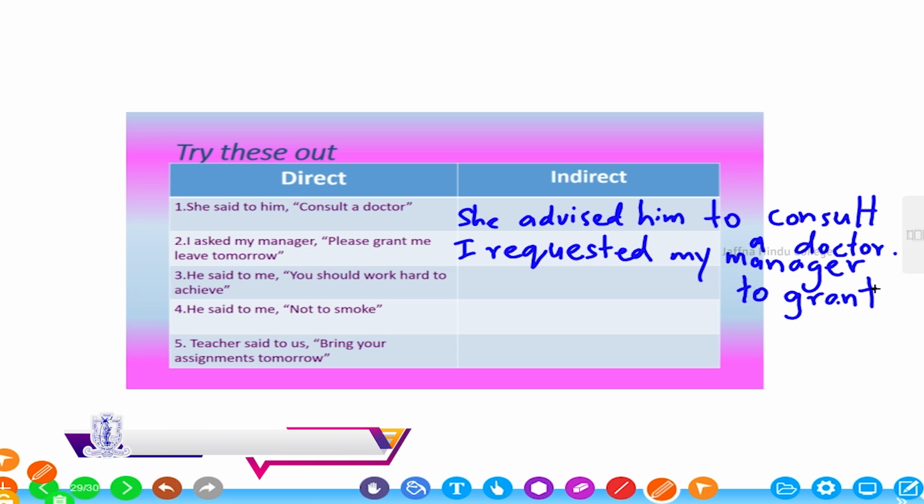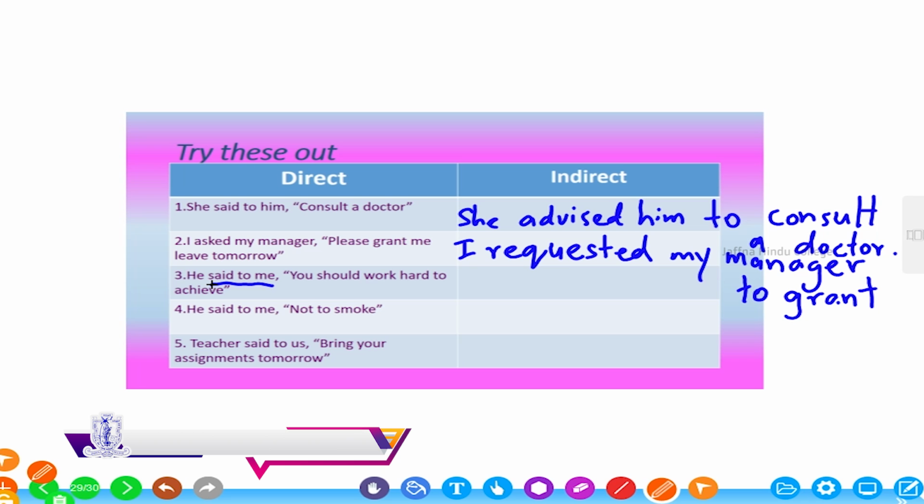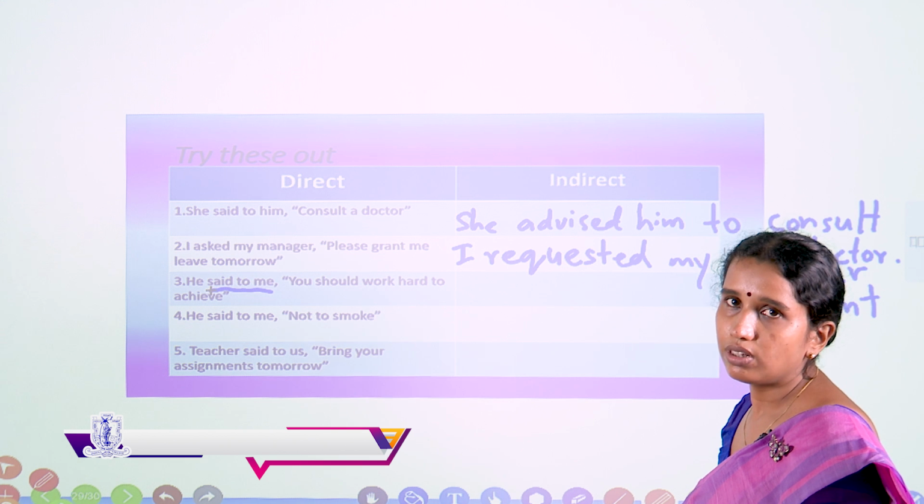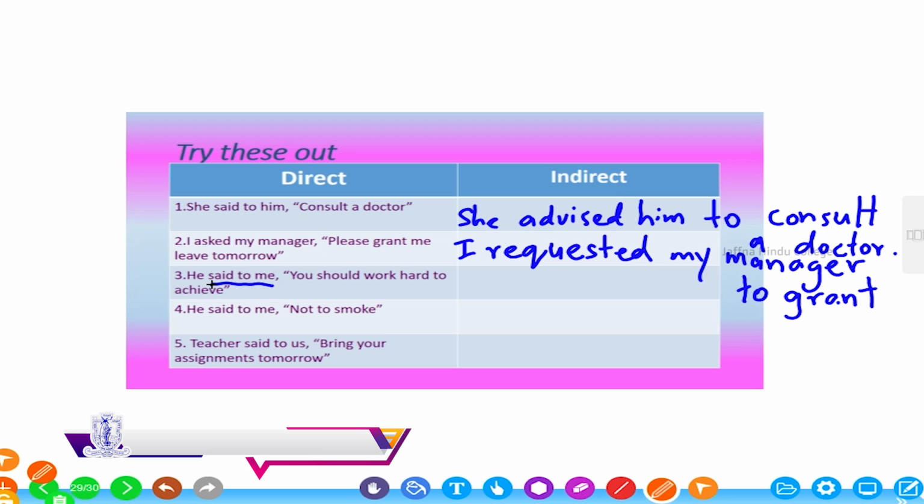And the third one, he said to me, you should work hard to achieve. This is advice, so we should use advised. He advised me to work hard to achieve. The fourth one, he said to me not to smoke. This is also advice, but it is in negative form, so I can use forbade. He forbade me to smoke. There is no need to use not to, as I used forbade.